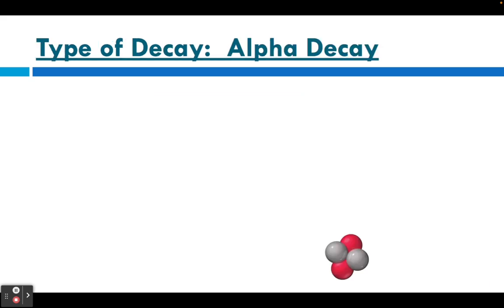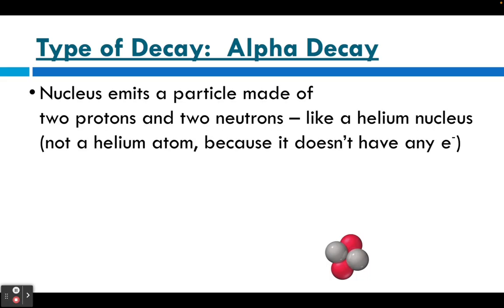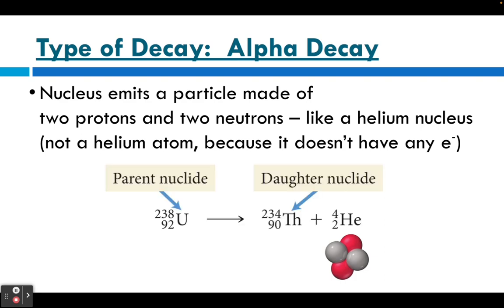All right, let's talk about types of decay. So really quickly, we have alpha decay. Different elements will undergo different types of decay. Alpha decay is where the nucleus emits a particle made up of 2 protons and 2 neutrons. This is like a helium nucleus. So basically, it's the helium atom, but no electrons. It's not a helium atom, it's just the nucleus of the helium atom.